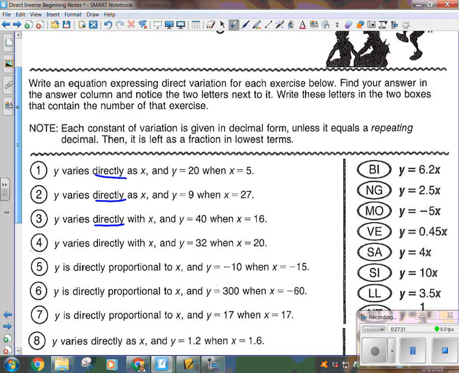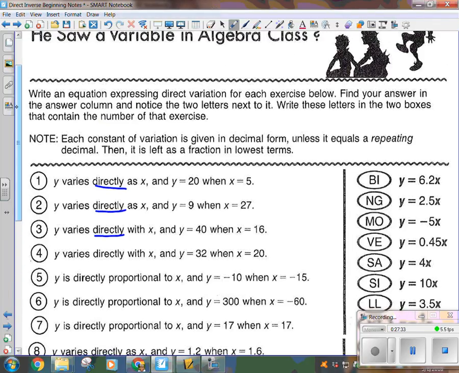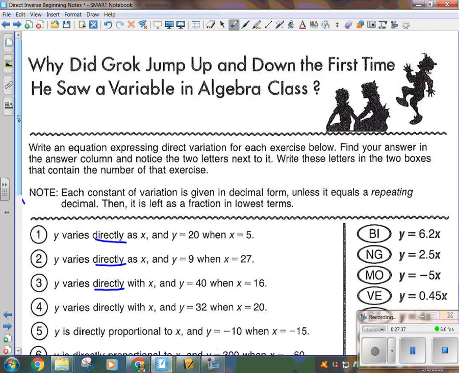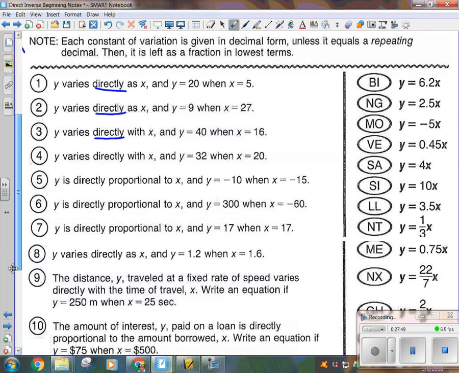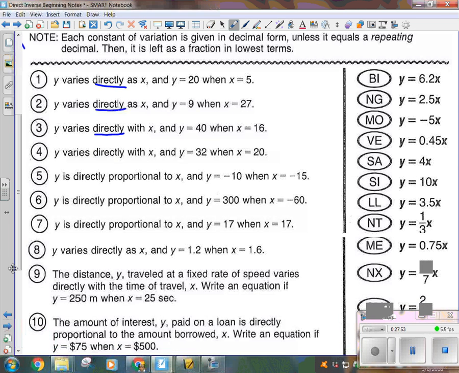And at the top it says, he saw a whoa. Why did Grok jump up and down the first time he saw a variable in algebra class? Yay! Woo! Jump up and down. Okay. Every one of these uses the word directly. Are you ready? Okay.